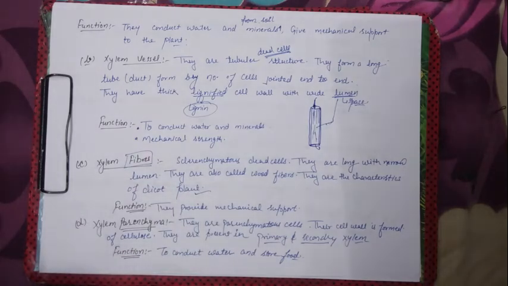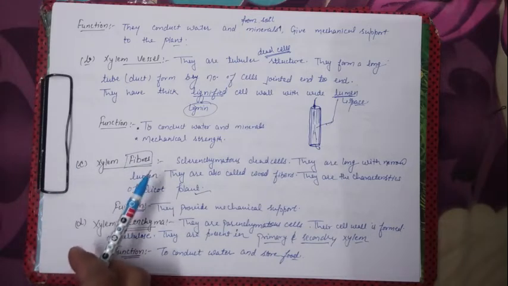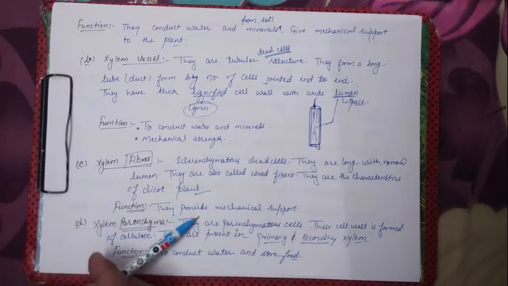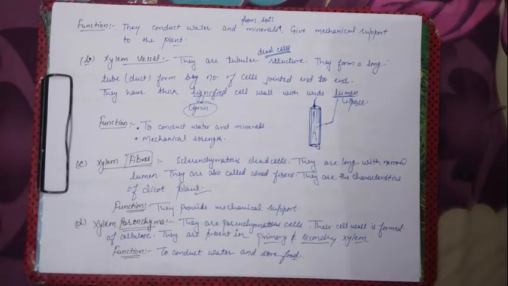Xylem fibers are sclerenchymatous dead cells. They are long with a narrow lumen. They are also called wood fibers. They are the characteristics of dicot plants, meaning they are not present in monocot plants. They provide mechanical support. Xylem parenchyma are parenchymatous cells. Their cell wall is formed of cellulose. They are present in primary and secondary xylem. The function is to conduct water and store food.